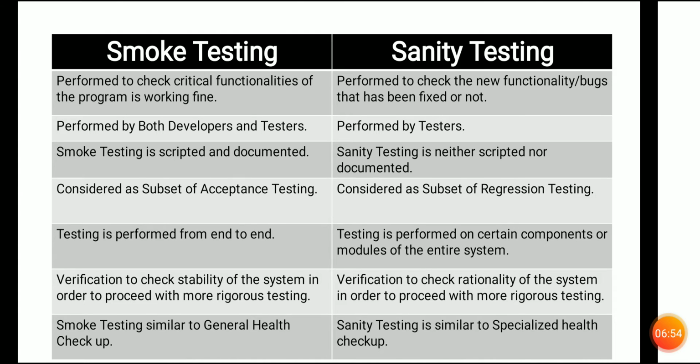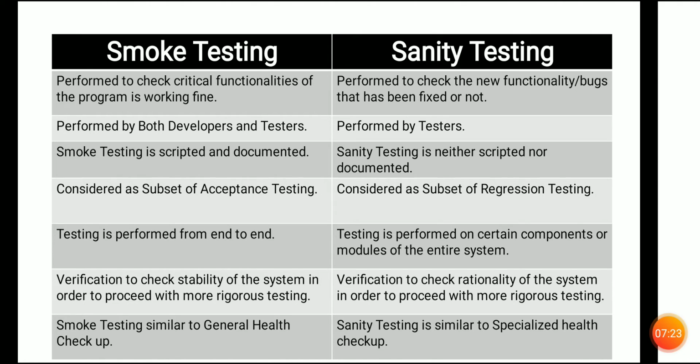Smoke testing is scripted or documented. Sanity testing is neither scripted nor documented. Smoke testing is considered a subset of acceptance testing. Sanity testing is considered a subset of regression testing. Testing is performed end to end in smoke testing. Testing is performed on certain components or modules of the entire system in sanity testing.